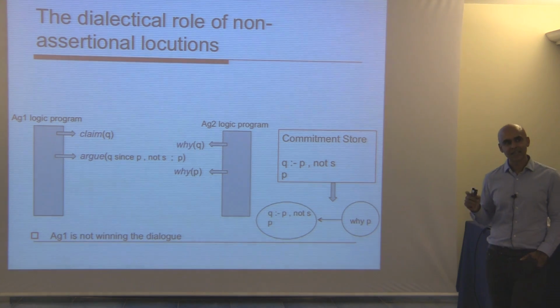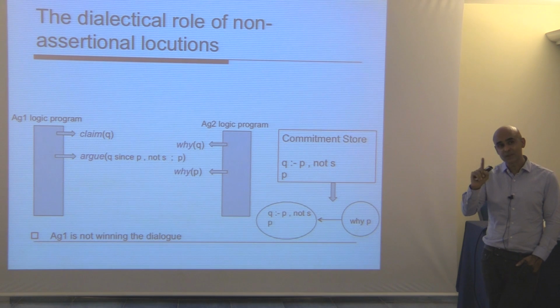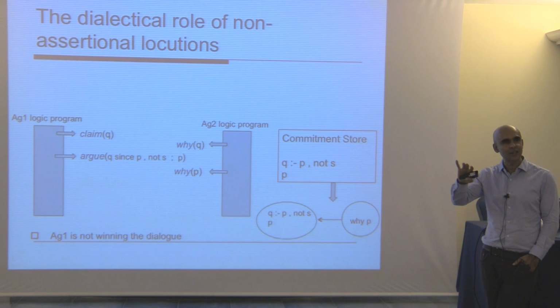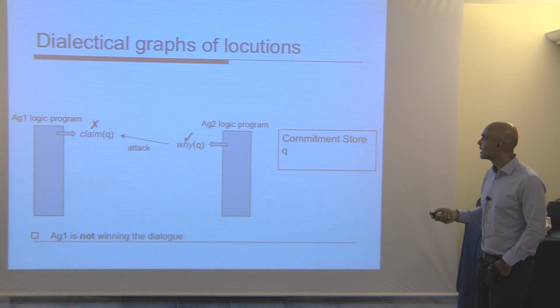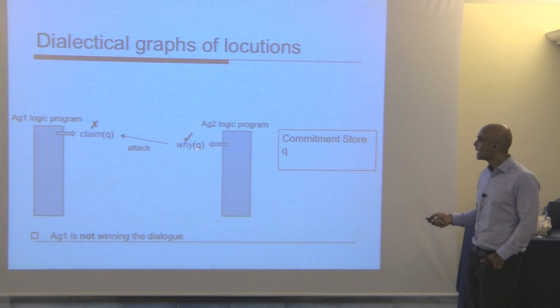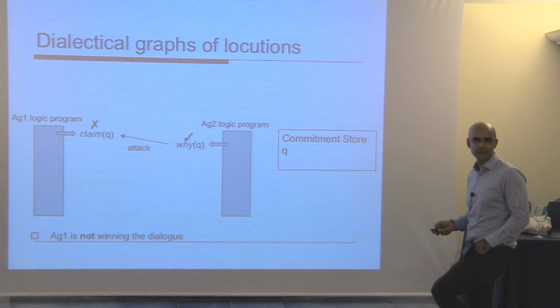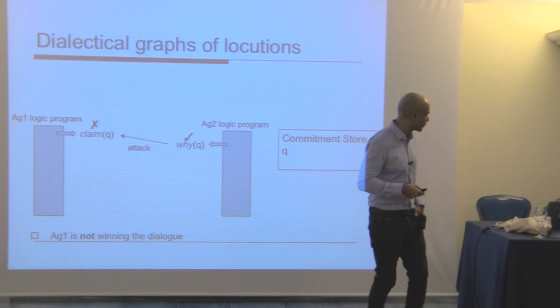So you can now begin to see how you can have relations of attack and even support between, and what I'm trying to do now is lead you to the idea that you can have these kinds of relations not just between arguments, but between locutions. When agent 1 claims Q, agent 2 might say, well, why Q? And that could be understood as an attack on the claim. It's shifting the burden of proof.